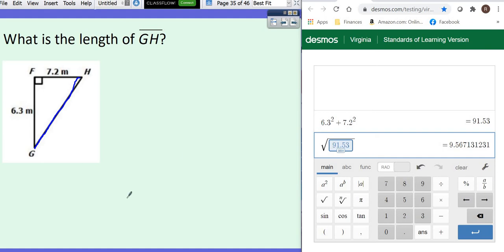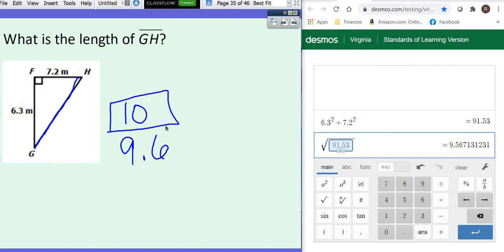So that means your hypotenuse is, if we want to round to the nearest whole number, it would be 10. But if we wanted to round to the nearest tenth, it would be 9.6. So it depends on what answers you're given or what they tell you to round to. Okay? And let's see if we have another one to practice.